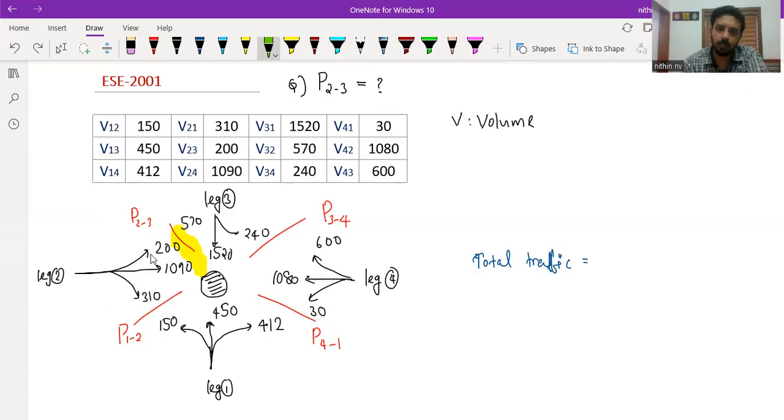So similarly, this 200, whether 200 will be using it? Obviously, 200 also will be using it, no? Without using it, how can it go to leg 3? 1090, obviously that also will be using 310. Of course, yes. Don't think that it is going like this. You know, it's a roundabout.